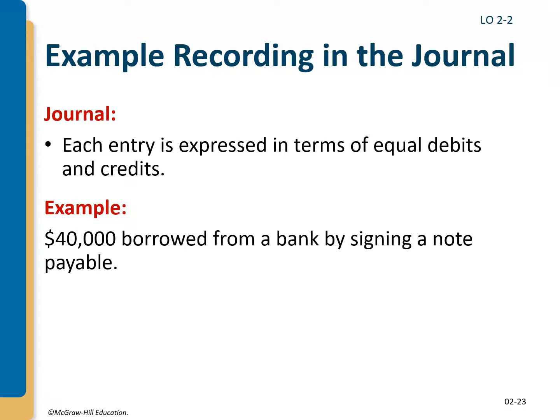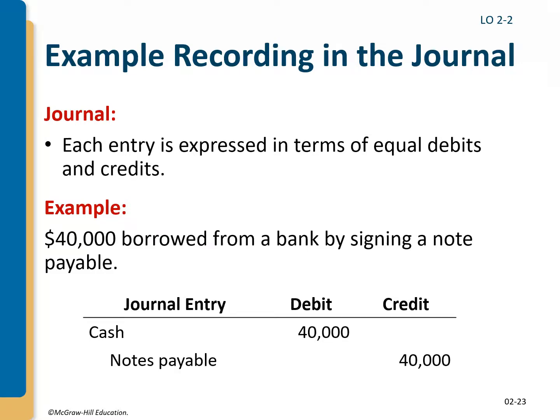So when we borrow $40,000 from the bank by signing a note payable, we know cash increased, and cash should increase on the debit side. So our journal entry will be cash debit $40,000 in the debit column. Notes payable, a liability, notice it's indented a little. That's a standing rule in accounting: anytime you have a credit, you should indent the name of the account a little and then put the dollar amount in the credit column. Remember, we're crediting notes payable because the liability is increasing. We owe more money. So we put that in the credit column to indicate an increasing liability.